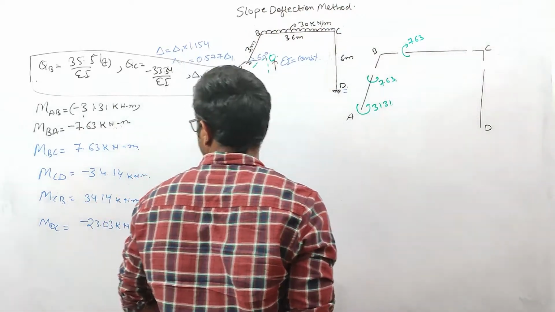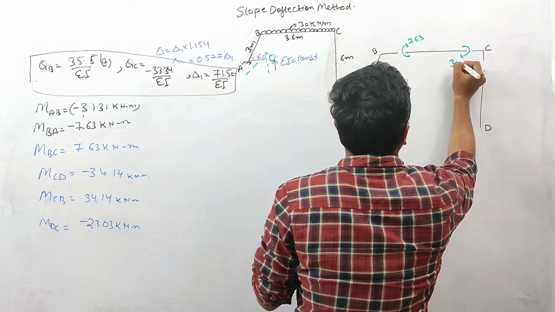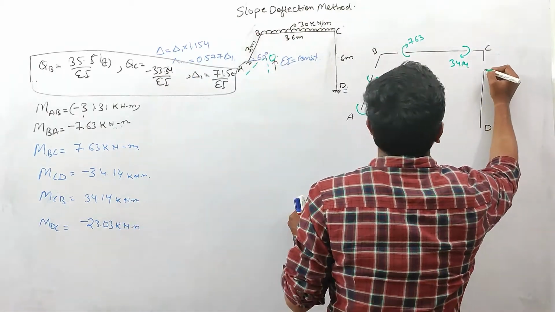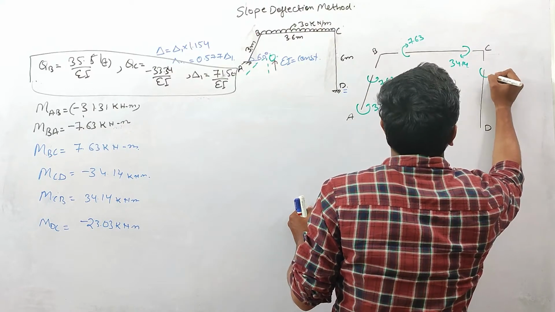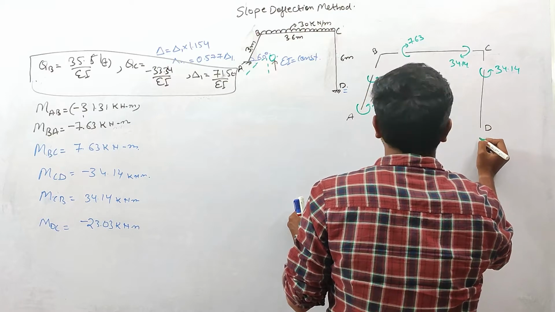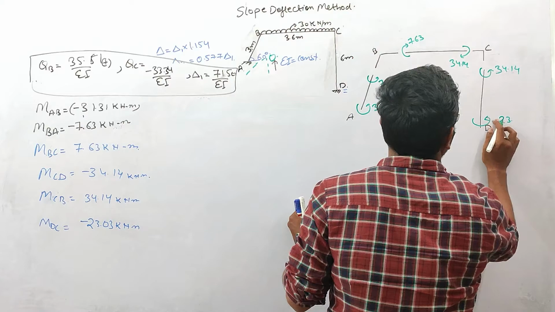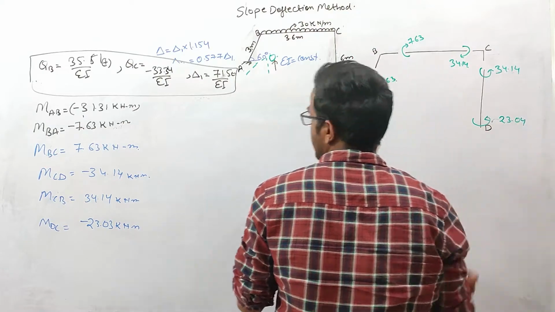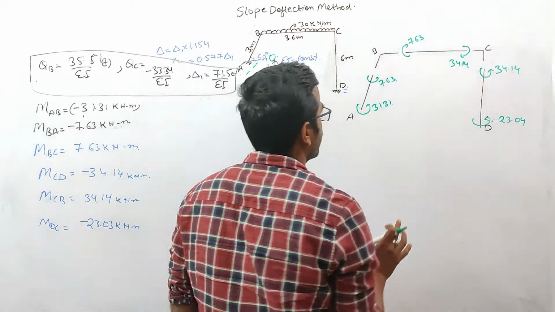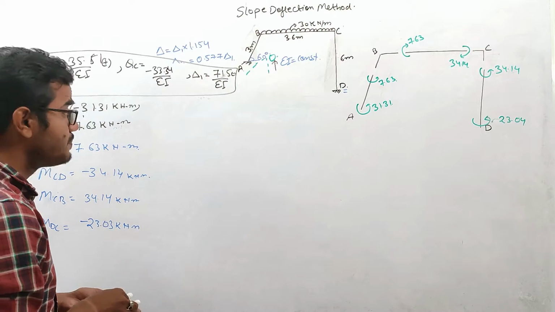And MCB is 34.14, again in clockwise direction. MCD is minus 34.14, which is anti-clockwise, negative sign, and MDC is again with negative sign, minus 23.04. The minus sign is basically showing the direction, which I have already shown over here. Anti-clockwise is negative and clockwise is positive.